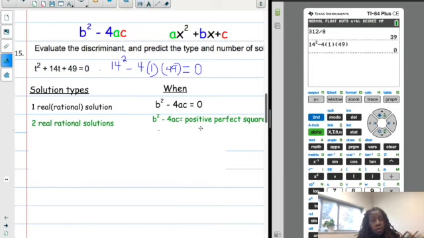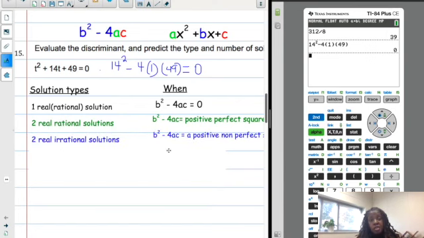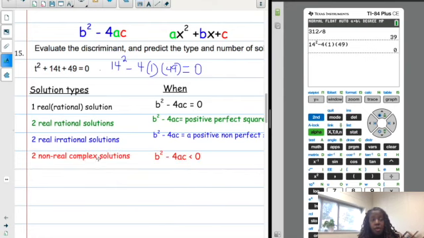So if you got 4, 9, 16, 25, you know, the typical perfect squares, then you're going to get two real rational solutions because you can actually take the square root of 4, 16, 25, 36. You get two real irrational solutions if it's a positive non-perfect square, like the square root of 3, or the square root of 7, or the square root of 11. Because we don't know those things. Only the calculator knows that. And then you get two non-real complex solutions if your discriminant is less than 0, or negative. So we've evaluated the discriminant, and we predicted that we're going to have one real rational solution.